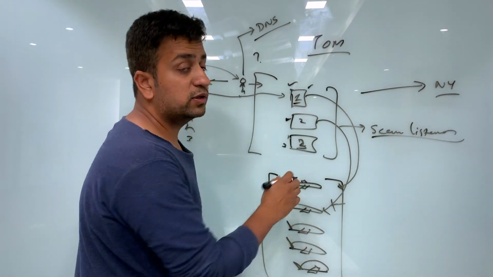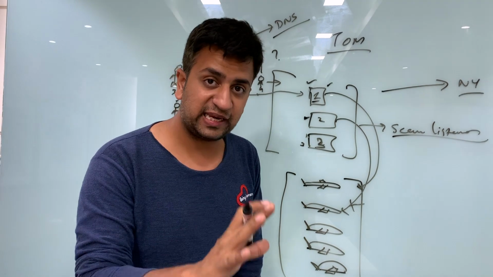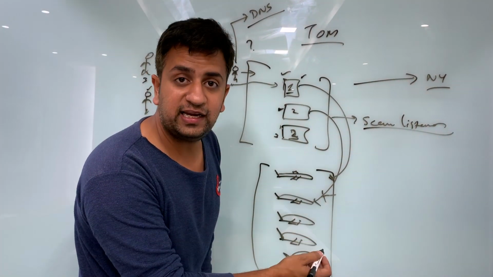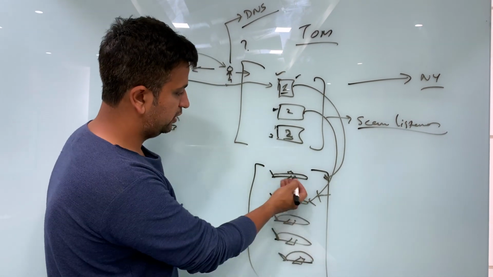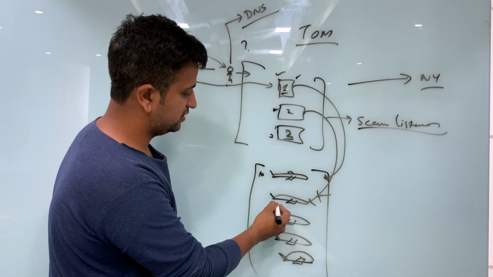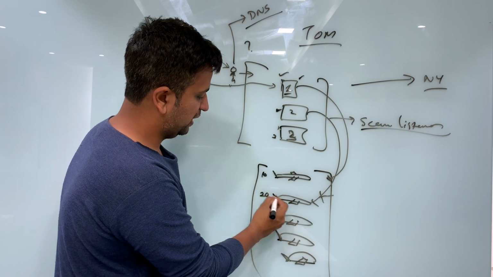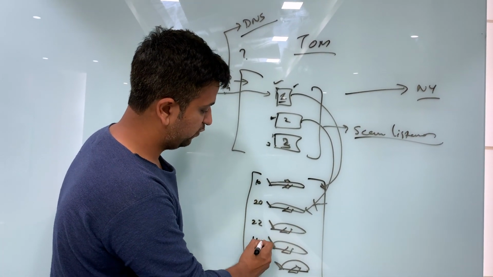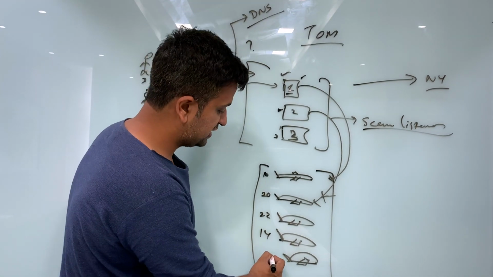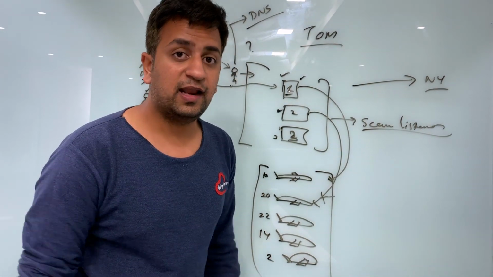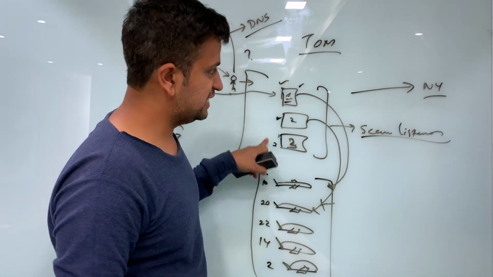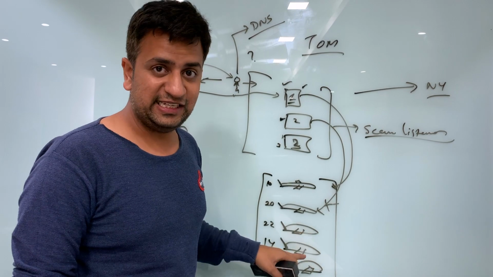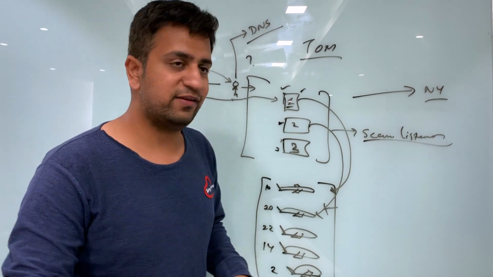These counters should have a mechanism to know what the load is inside each aeroplane, right? For example, the first plane is having 10 passengers, the second plane is having 20 passengers, the third plane is having 22 passengers, the fourth plane is having 14 passengers, and the fifth plane is having 2 passengers. Now what happens if the scan listeners know about the load inside each plane? How would they behave?